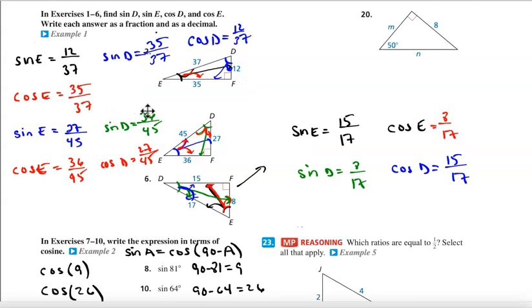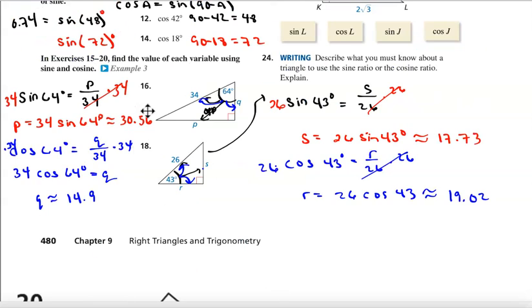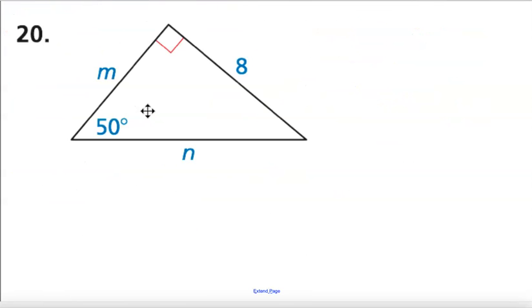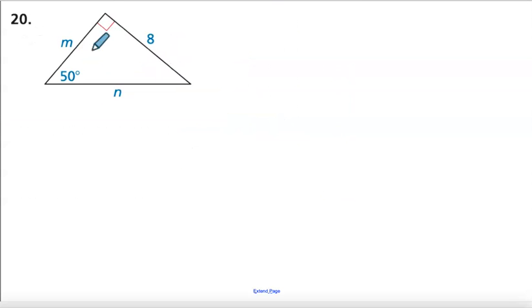Okay, so number 20, the directions just read, find the value of each variable. Same thing as we just did. Here's your angle. Remember, this is my hypotenuse, because it's opposite to 90, so I'm missing the hypotenuse. I can find the hypotenuse.